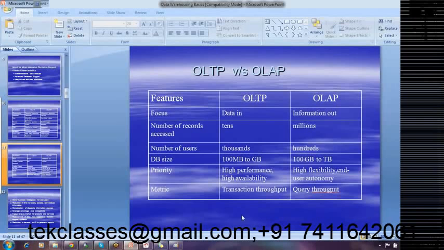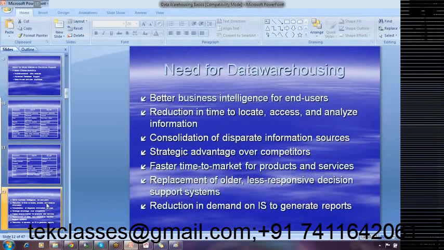So that is how the differences between the OLTP system and the OLAP system look. So why are we actually going for a data warehouse? These are all the differences. The next slide talks about why we are going for a data warehouse.